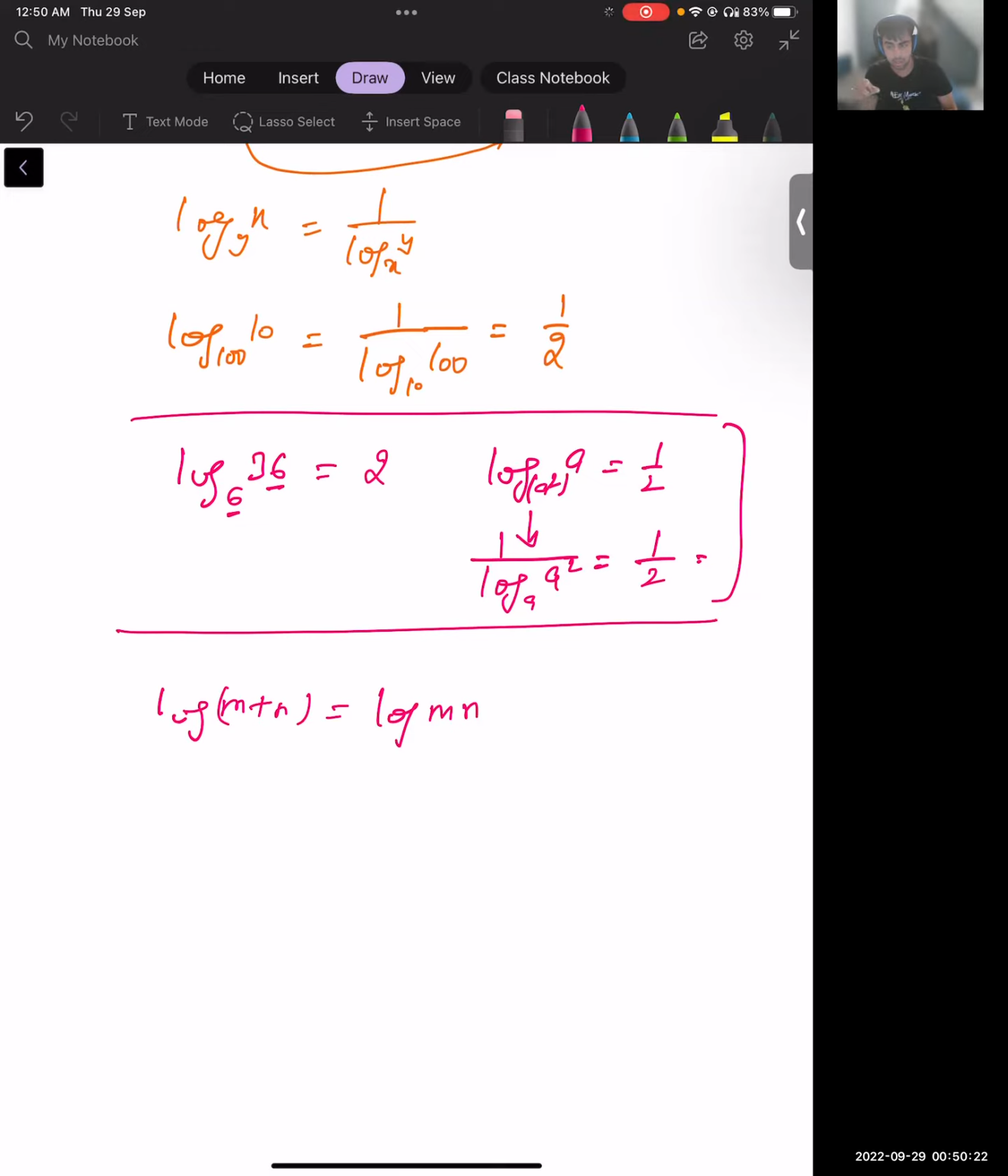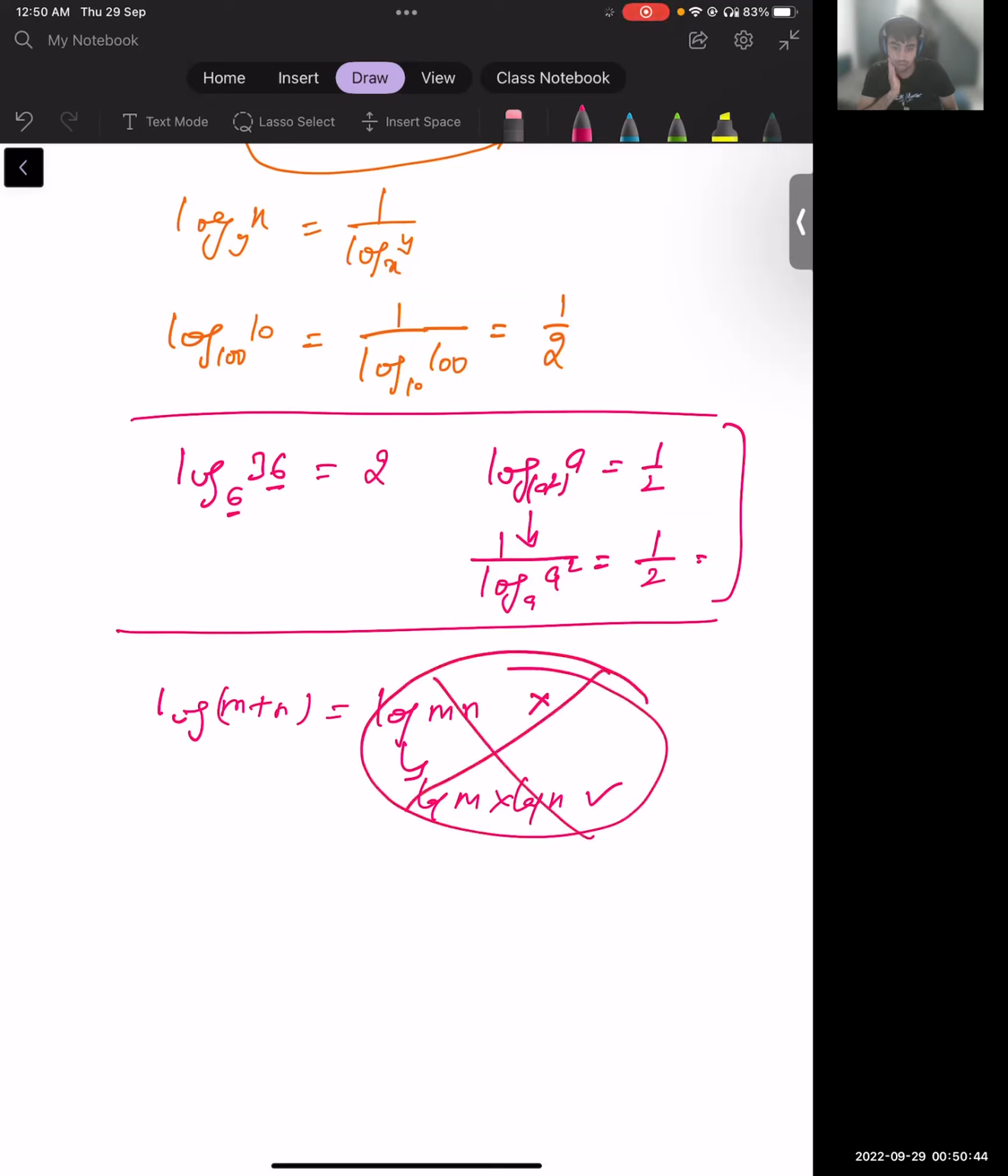Log m into log n. Log m into n or log m into log n? Which one is correct? Log m into log n. That means the first one is wrong, the second one is right. Got it? Both are wrong.